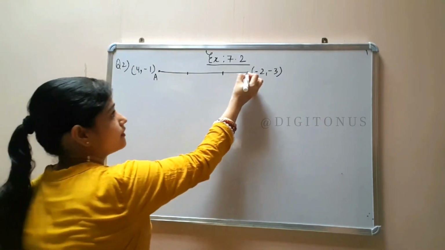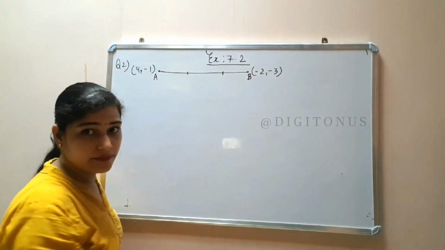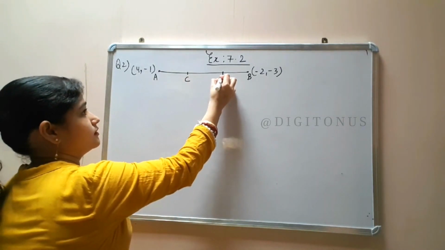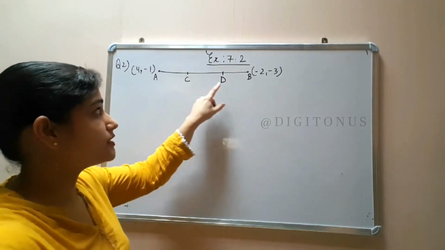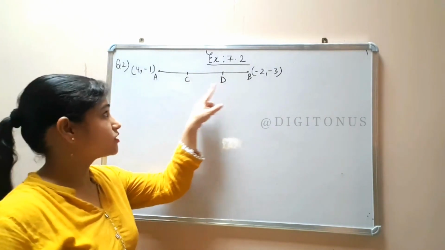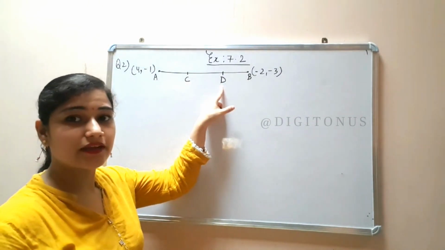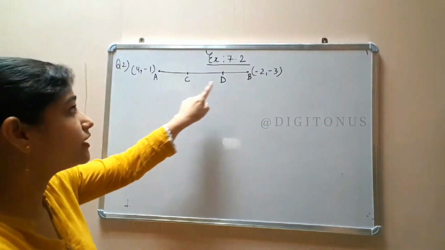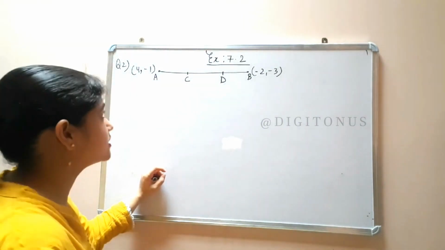This point is A, this is B, so the line is AB, and these two points are C and D, which divide this line AB into 3 equal parts. They are asking for the coordinate points of these 2 points.